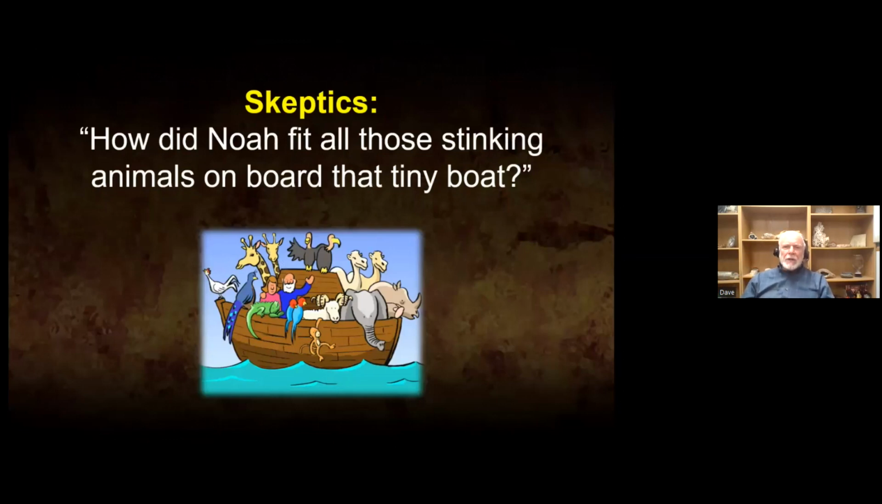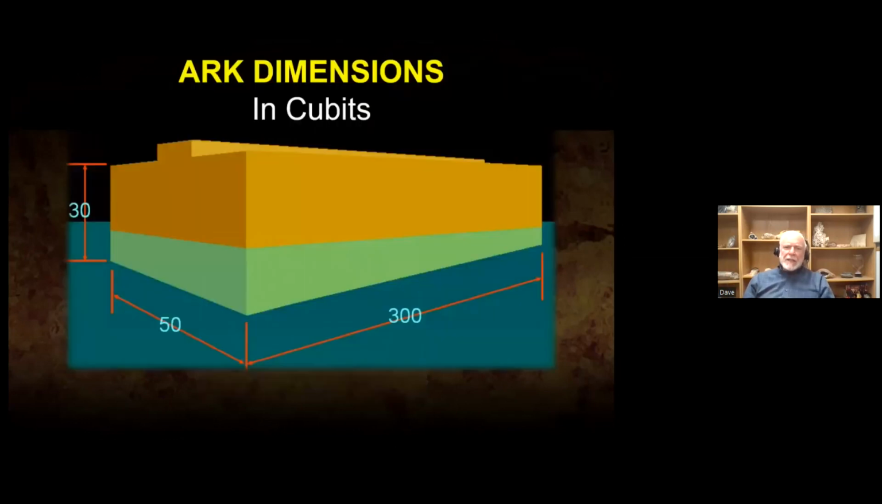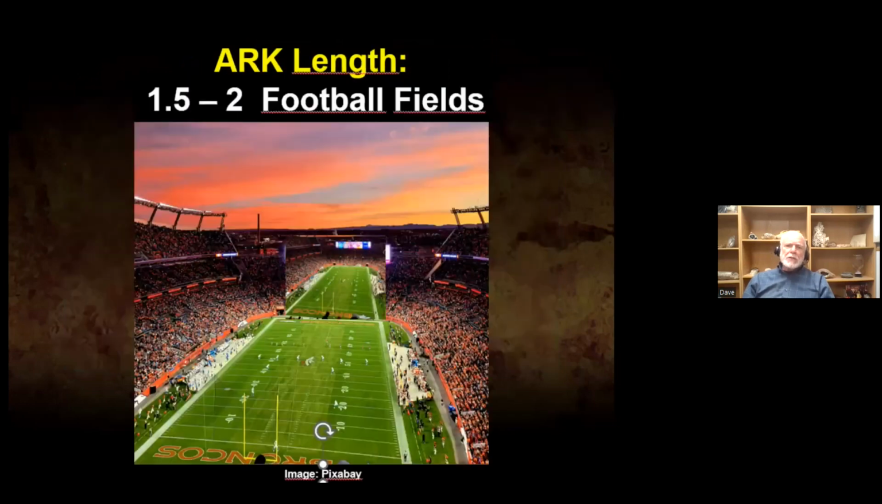So how did Noah get all those animals on board? The first thing to understand is that the boat was not that little tiny vessel that you see in cartoons or even in the church nursery on the walls. It was actually 300 cubits long, which makes that boat at least 1.5 to 2 American football fields in length. That's a big boat, okay?